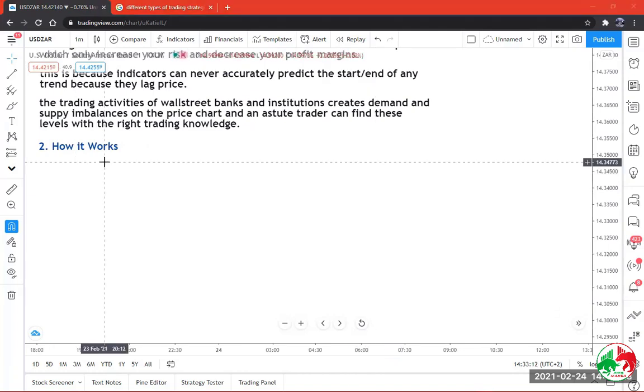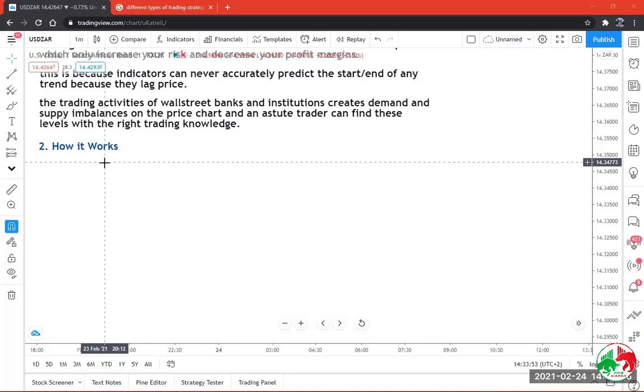So how it works: in any market, a buyer needs to be matched to a seller before any transaction can be completed. In Forex trading, the broker is responsible for matching buy orders to sell orders before any transaction can be completed. Whenever there is a balance between buyers and sellers, there is a consolidation, also known as trading sideways. This does not create a trading opportunity. What creates a trading opportunity is an imbalance in the market.